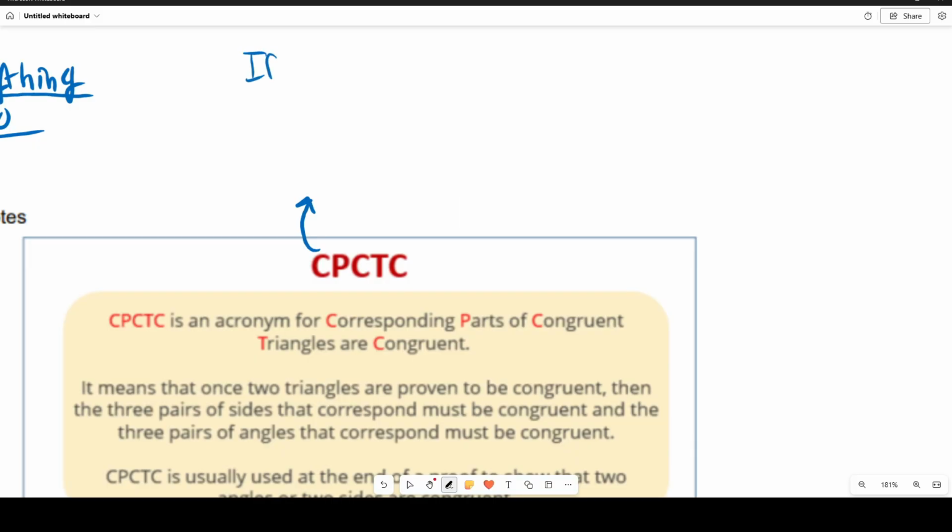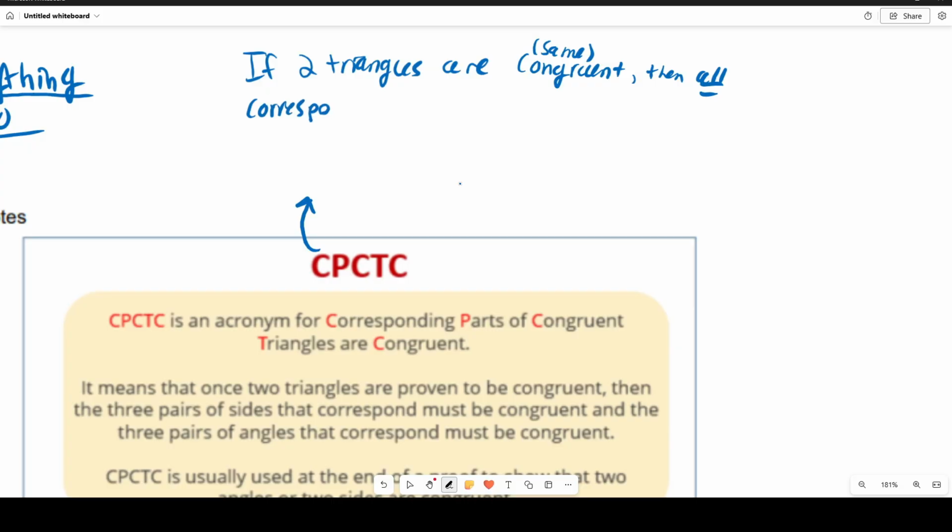So I'm going to write: if two triangles are congruent, and when I say congruent, you should think the same, then all corresponding parts of the triangles are the same.